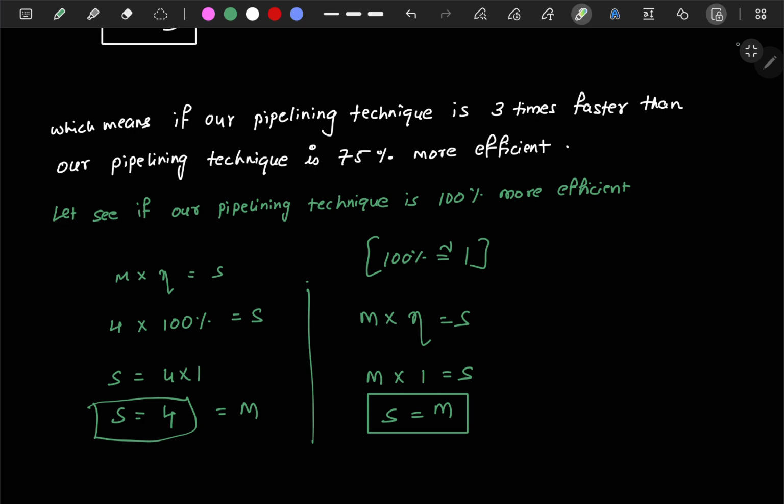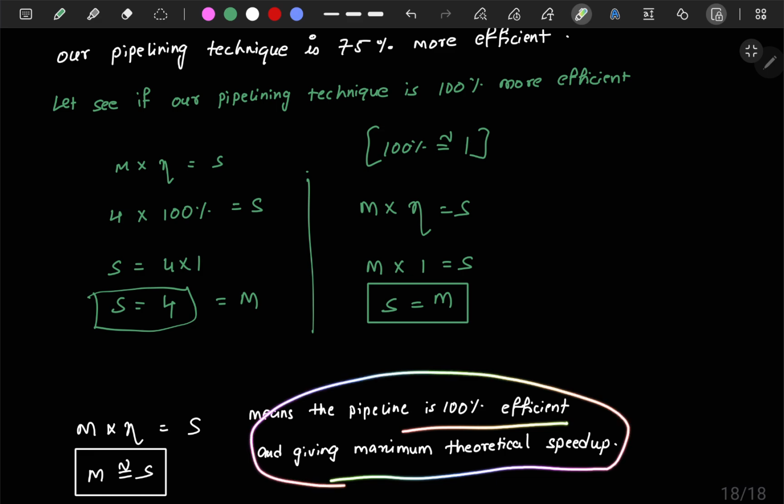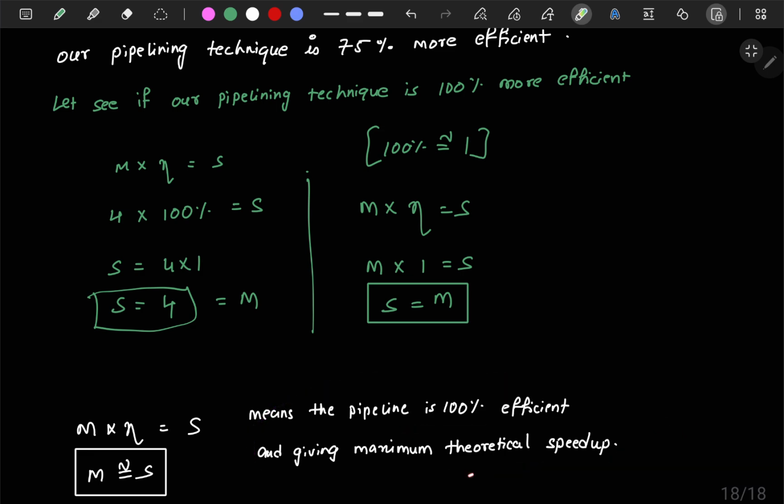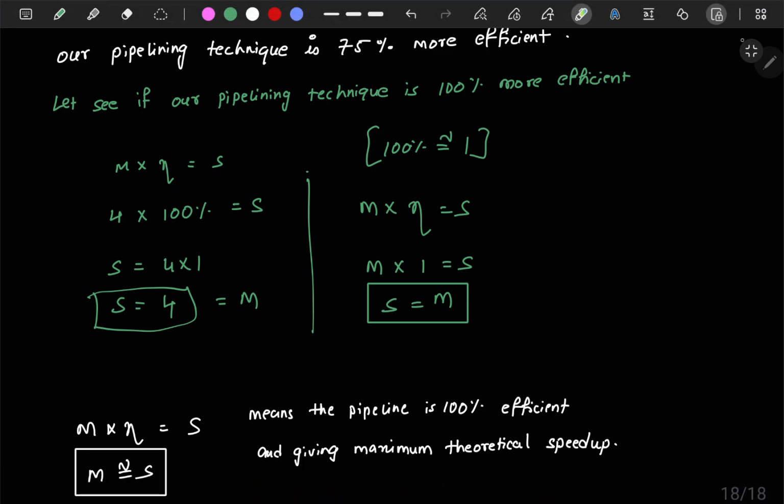I had written here also, when m is equivalent to s, it means the pipeline is 100% efficient and giving a maximal theoretical speed up. It is the theoretical speed up I am talking about. Practically it is not possible. Theoretically it is possible. This is one point you have to remember, very important.